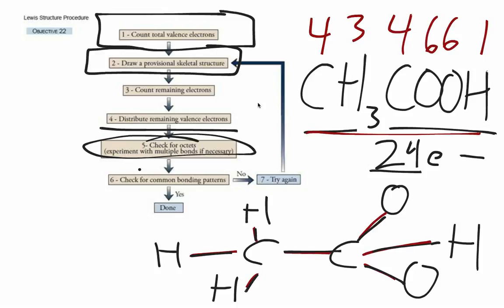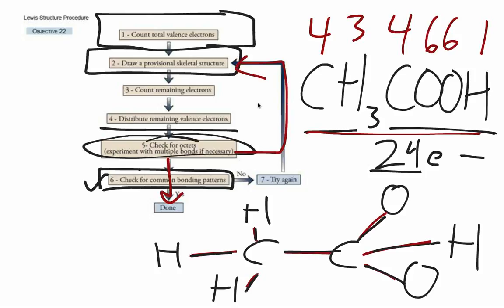If it does, and it looks like a realistic structure, so this says check for common bonding patterns, but right now, starting out, you don't know what common bonding patterns are. So right now, I'll stop right here. Check for octets. Does everything have an octet? And then you're probably okay. You're probably done. If not, then try again. Take all the electrons off. Try new structures, see if we can find where those electrons go.